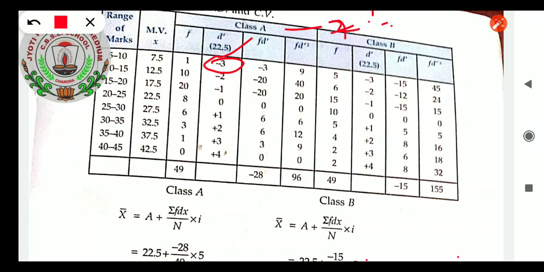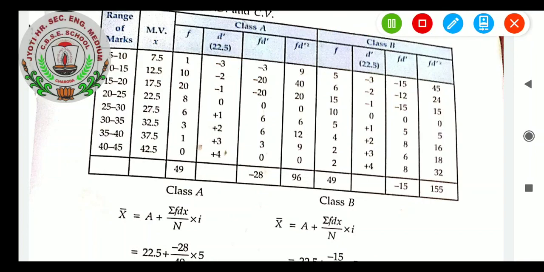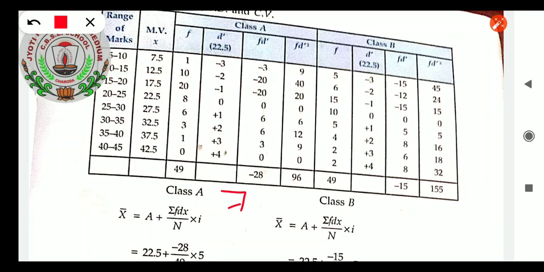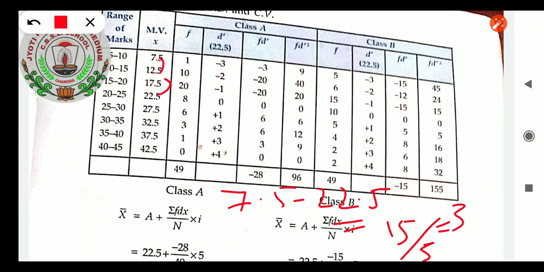27.5 minus 22. If it is not clear, once again I will write it. It is like this, 7.5 minus 22.5. Here it will come 15. 15 divided by, how much is the difference? 5. 15 divided by 5 is 3. Which difference? 7.5 and 12.5. Here the difference between the midpoints, that is 5. So here the result came minus 3.